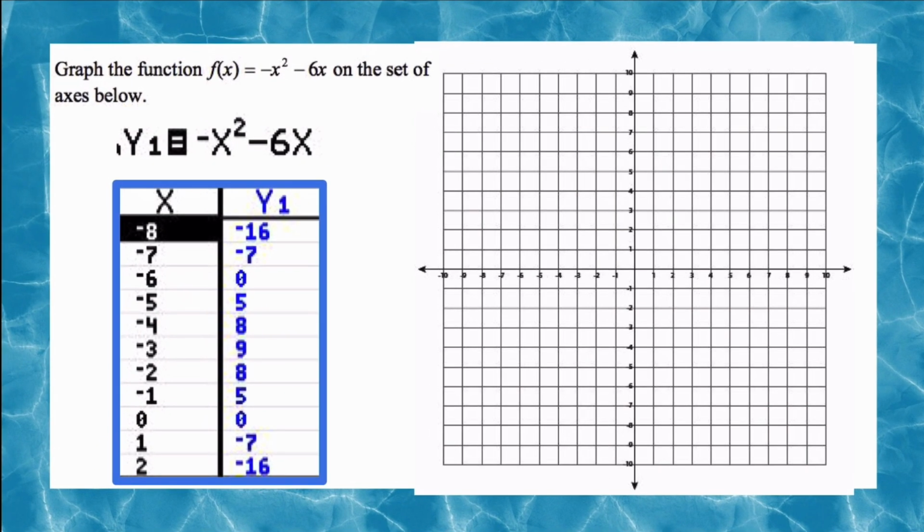So I skip that point and I go ahead and plot my first point, which is -7, -7, which is right there. -6, 0, -5, 5, and -4, 8, all the way up there, -3, 9, and then I have a turn here.